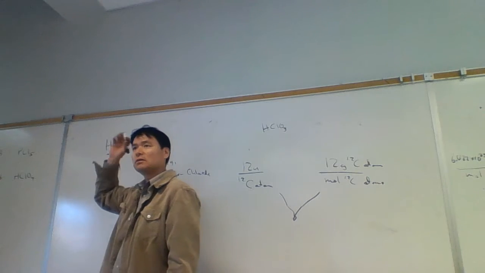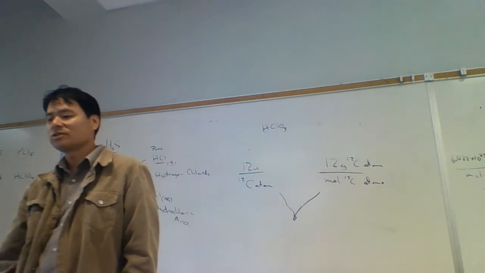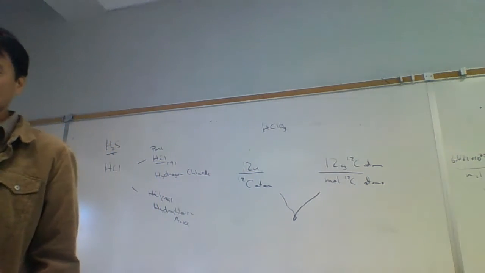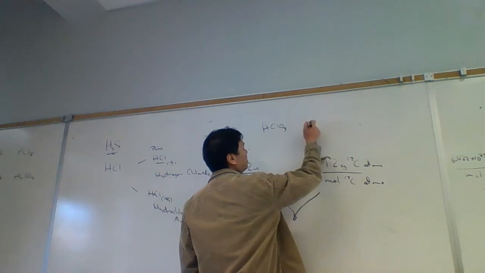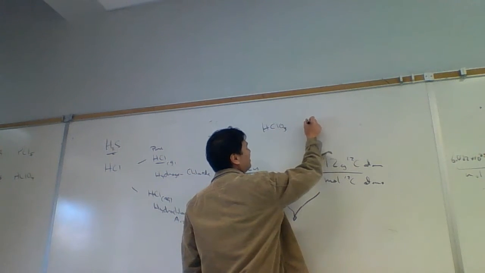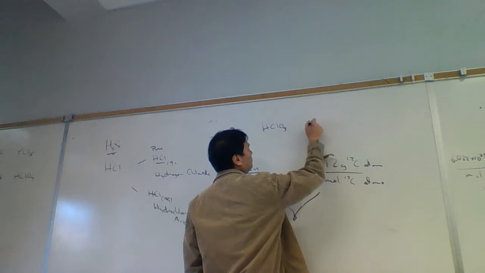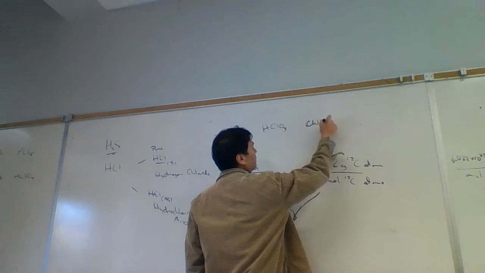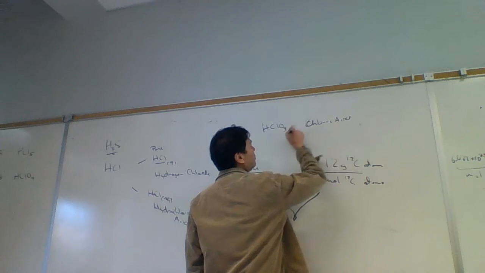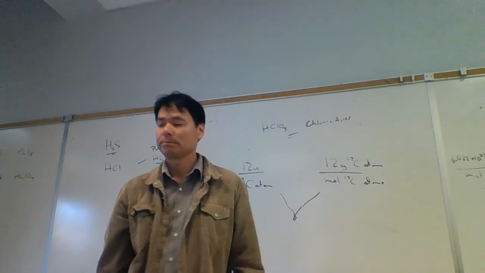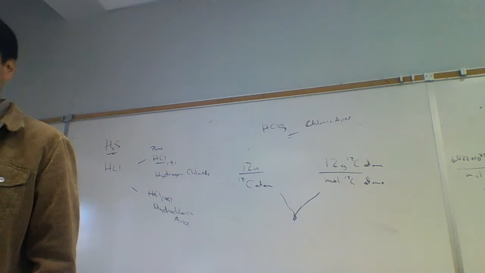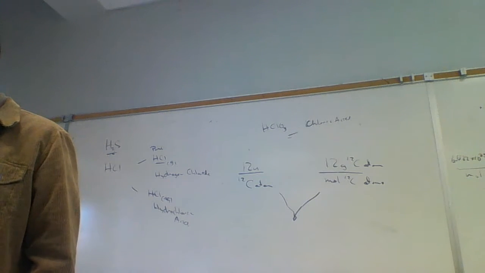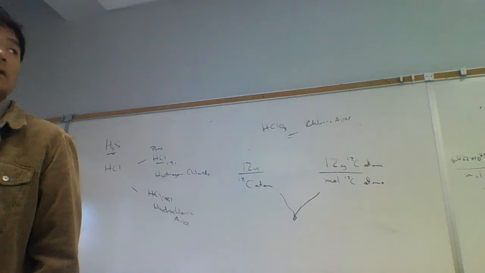H2S, hydrosulfuric acid, it's just a weird name. Hydrogen sulfide is very common. And so HClO3, I would call this, what did you guys call this? Chloric acid. So I call it chloric acid, even though there's no state there. And so I wanted to mention that, but again, there's no hard set in stone rule.